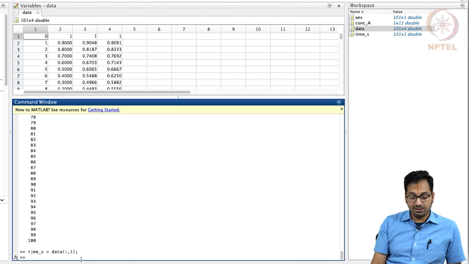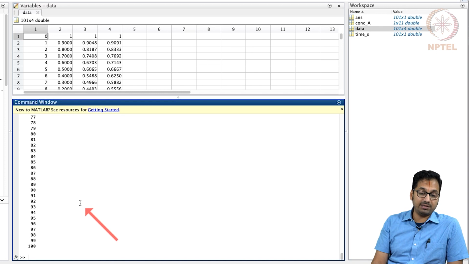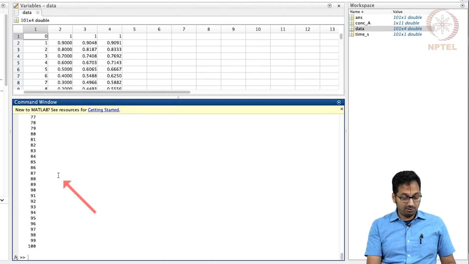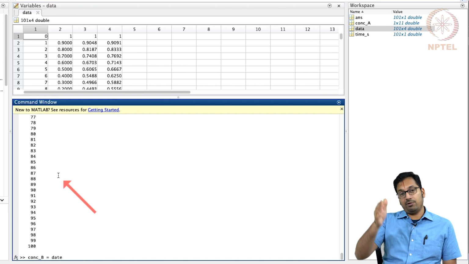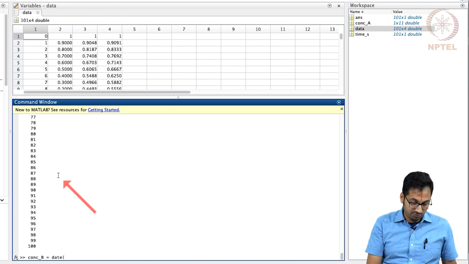The semicolon here, what it ends up achieving is to not display this data. If you wanted to display this data, you can always say time underscore s, and you are going to see that now the time underscore s has this variable. Now let's go directly into concentration of B. Now I can say concentration of B is, if you remember, the first column is time, second column is concentration of A, third column is concentration of B. So therefore what we have to do, colon comma 3.